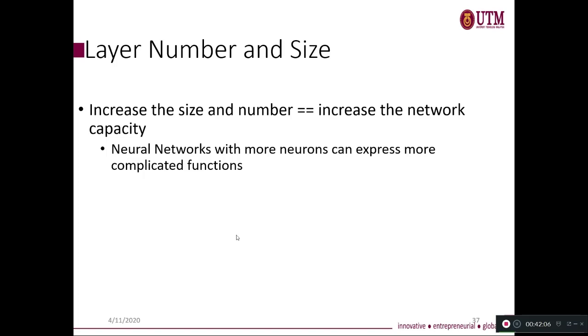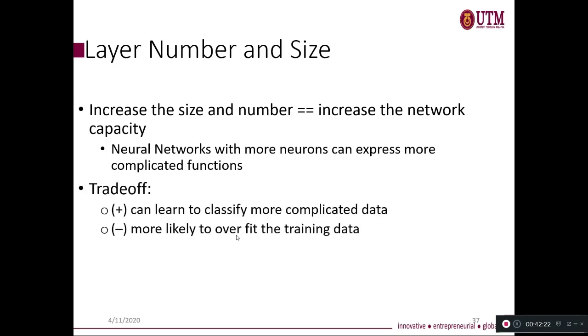It doesn't matter how complicated the case is: if you come up with more neurons, more layers and a bigger network, you can solve complicated cases. That is the advantage of increasing the number or size of the neurons, since it can learn to classify more complicated cases. But the disadvantage is that it is more likely to overfit the training data.